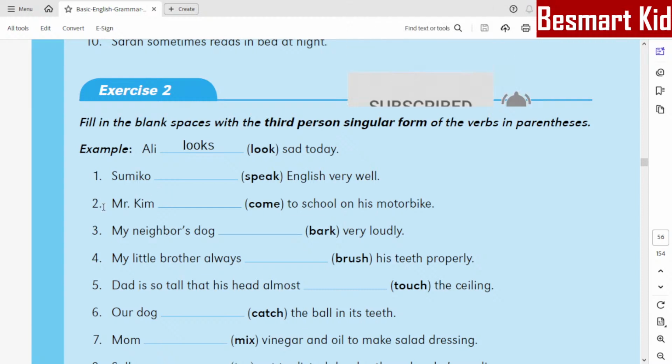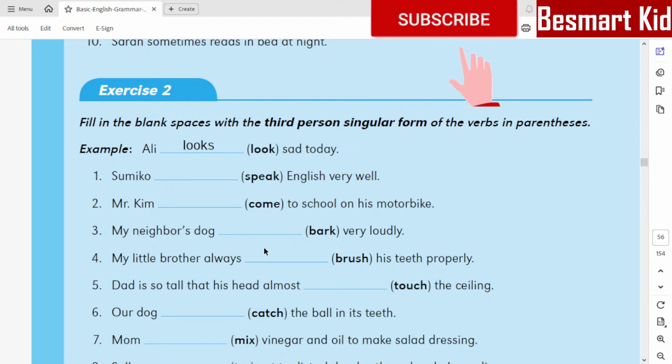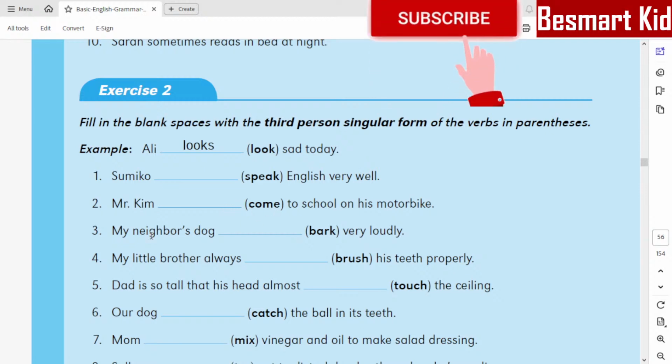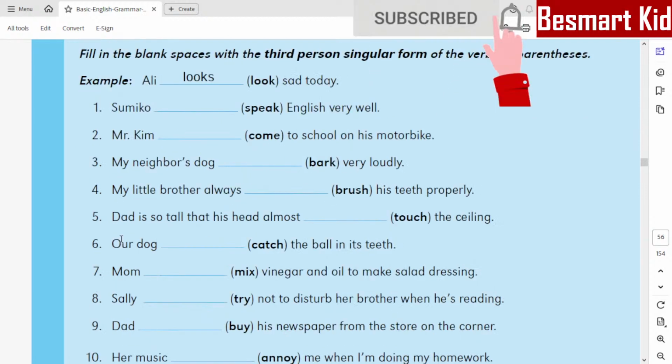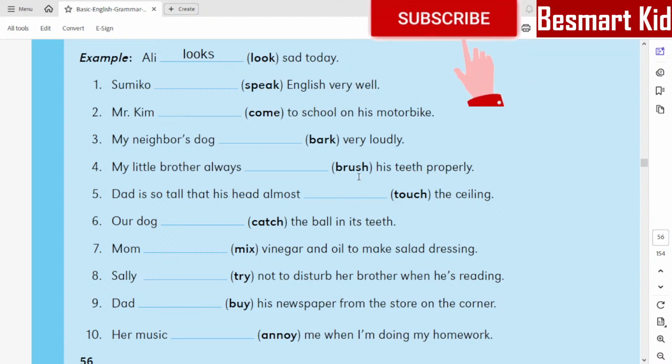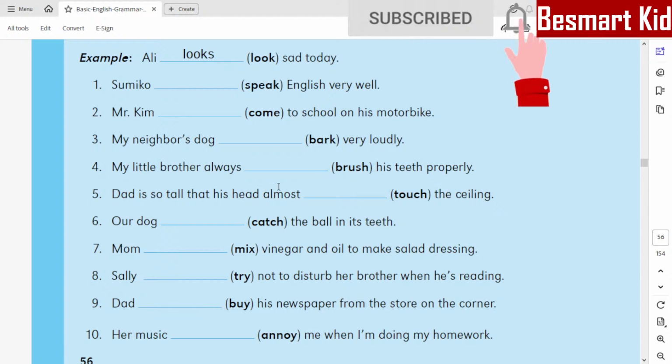Second: Mr. Kim (dash) to school on his motorbike. In brackets we have the word come. Third: My neighbor's dog (dash) very loudly. In the brackets we have bark. Fourth: My little brother always (dash) his teeth properly. In brackets we have the word brush.